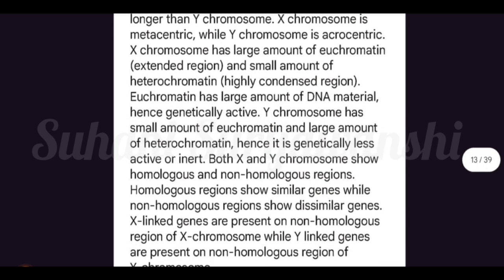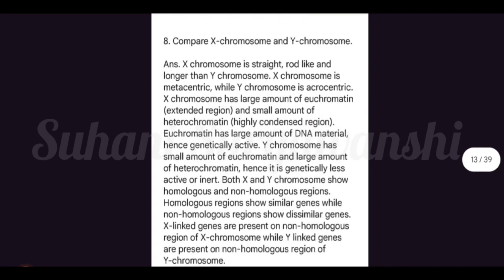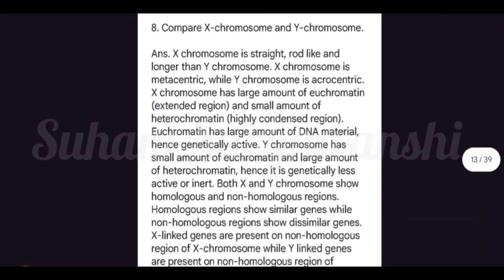Both X and Y chromosomes show homologous and non-homologous regions. Homologous regions show similar genes, while non-homologous regions show dissimilar genes. X-linked genes are present on non-homologous region of X chromosome, while Y-linked genes are present on non-homologous region of Y chromosome. Okay, done. Next question.